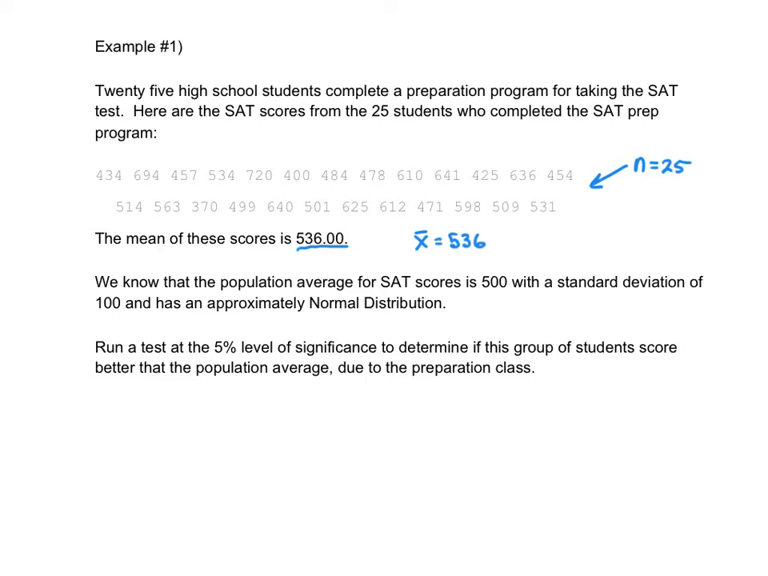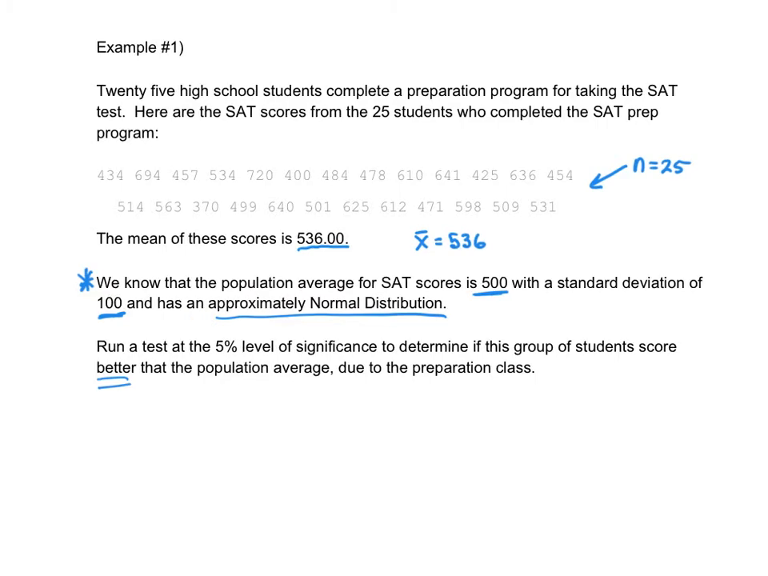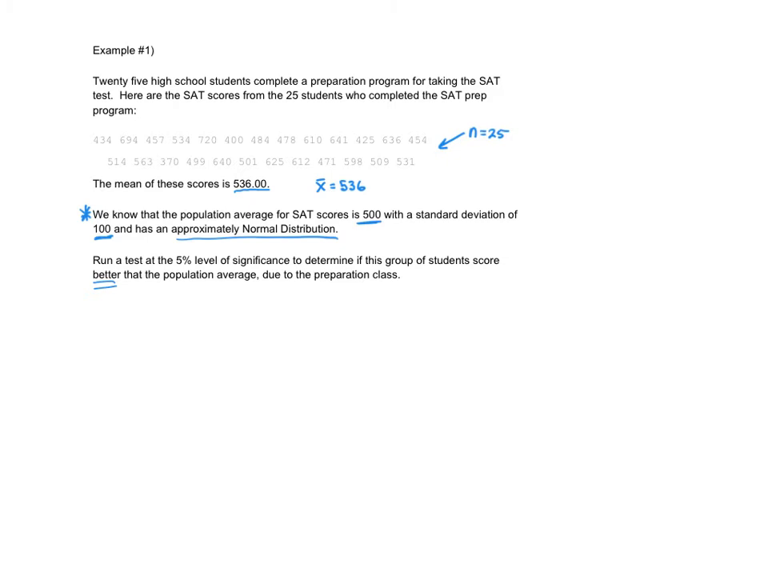We know that the population average of SAT scores is 500 with a standard deviation of 100 and has an approximately normal distribution. Okay, so this is going to be all important to us. Those are some great facts. Thank you for giving us that. Run a test at the 5% significance level to determine if the group of students score better, a key word, better than the population average due to the preparation class. Okay, so here we go. Let's think phantoms as we run this test. When you hear run a test, I want you to always think phantoms.